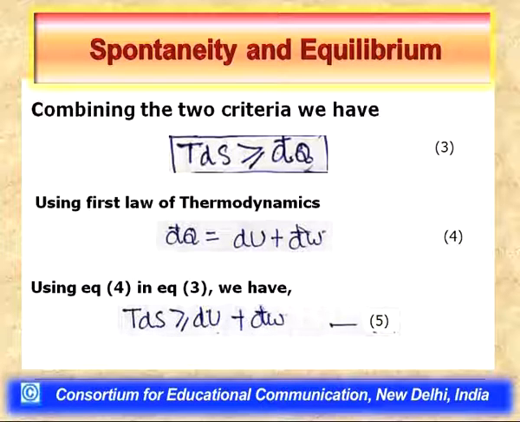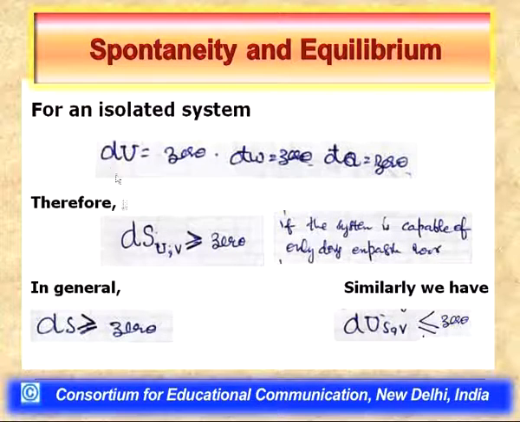Expansion work requires volume change, and therefore, if dw is 0, then volume would also be constant, volume would also not be changed, du will be 0, then internal energy would remain conserved for an isolated system. So, du would be equal to 0, dw would be 0 and dv would also be equal to 0. So, therefore, for such a system dS_UV is greater than equal to 0. It means we have developed a criteria for spontaneity and equilibrium in terms of state function.